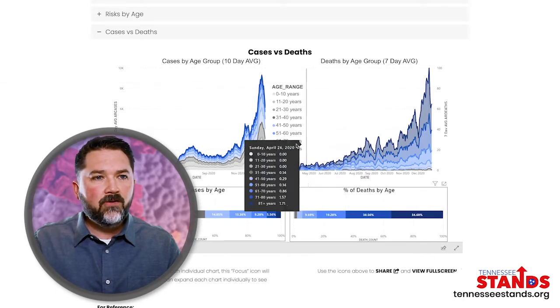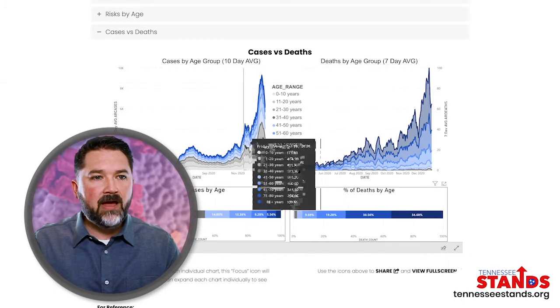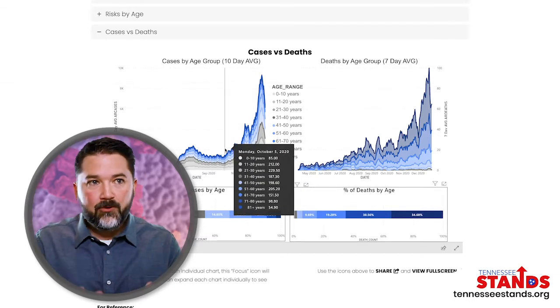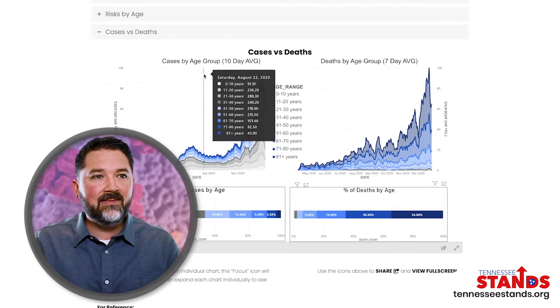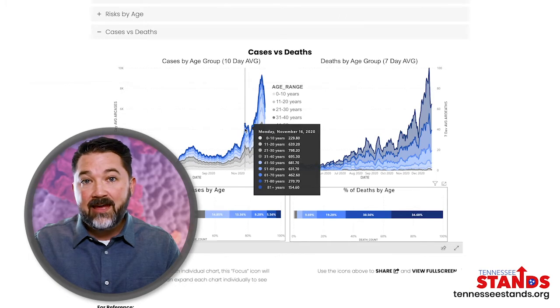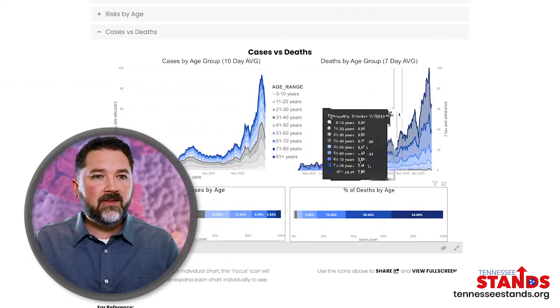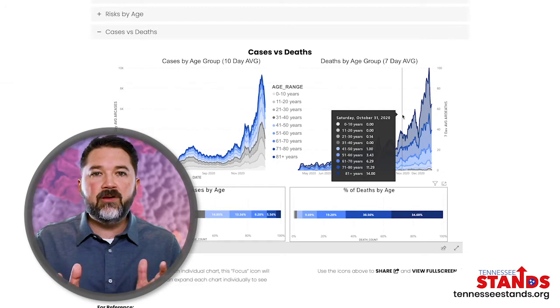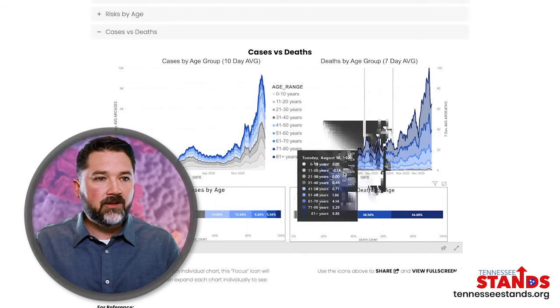Also, it's important to know, as you mouse over and look at these figures yourself, that there are some decimal places, kind of half people, quarter people. The reason is that in the cases by age group, those numbers represent a 10-day average, and on the death side, those numbers represent a 7-day average. So because it's an average, you're seeing some decimal places there.